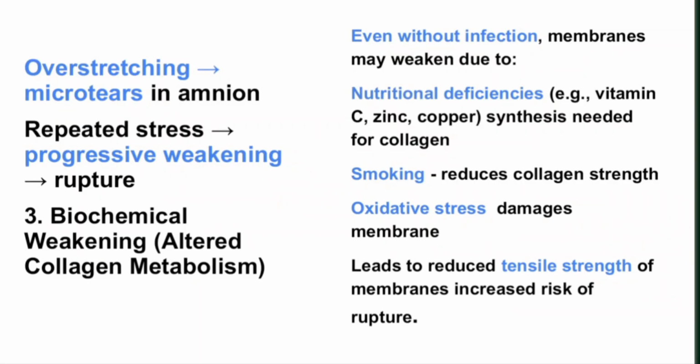Okay. The other thing which we can talk about is smoking. Smoking reduces collagen strength, and also oxidative stress damages the membranes. So all these factors lead to reduced tensile strength of the membranes, and they bring about increased rupture, which can cause a sudden gush of fluid.